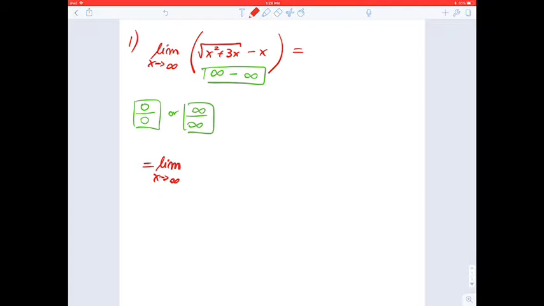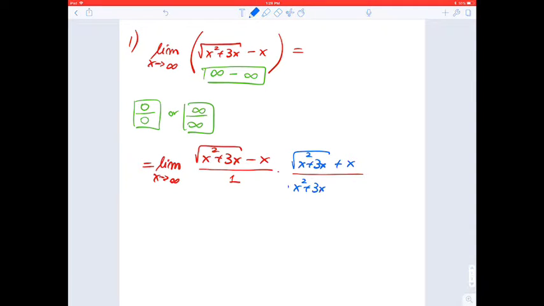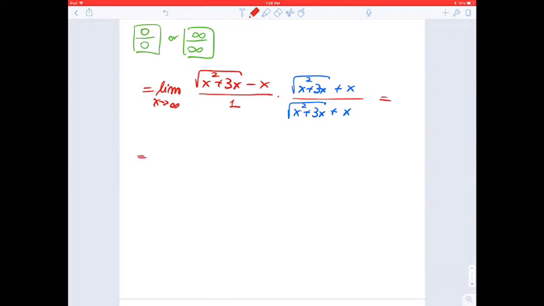I will copy my limit as x goes to positive infinity, square root of x squared plus 3x, minus x, and I will multiply and divide by the conjugate expression, which is square root of x squared plus 3x, plus x, and the same in the denominator. This means I am multiplying and dividing by the conjugate expression. And let's see what we can get.